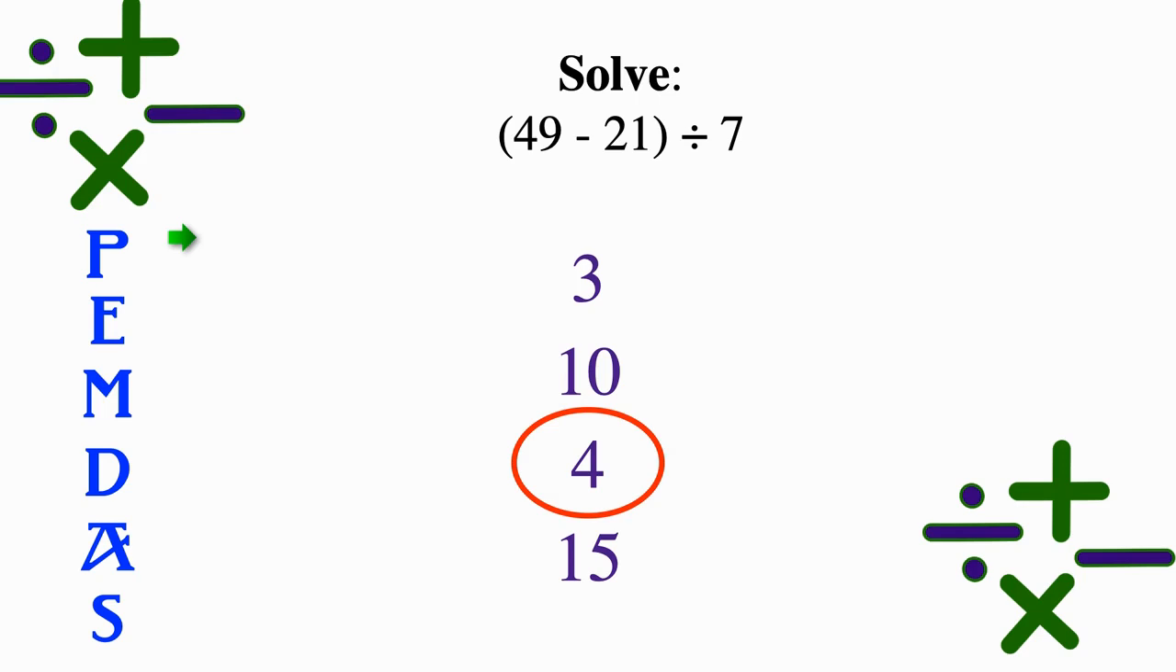Remember, we deal with parentheses first. 49 take away 21 is 28. When we divide 28 by 7, we should get 4. Awesome, awesome, awesome. One last one.